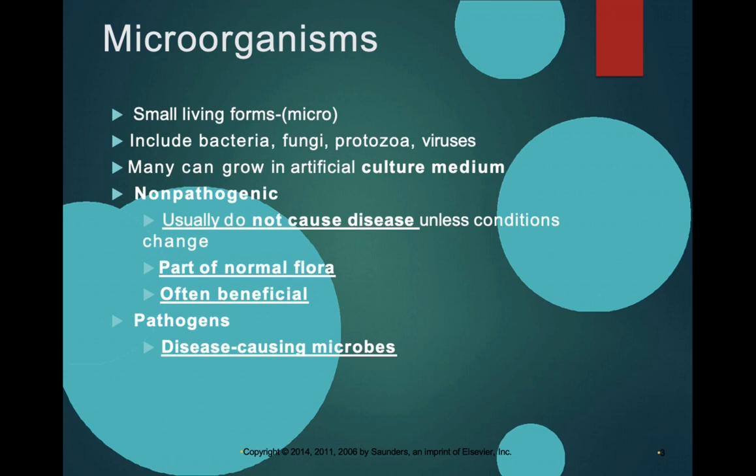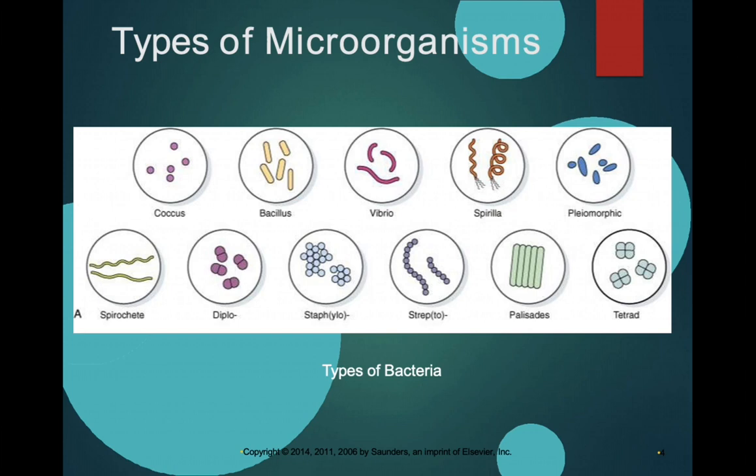Many of those microbiome or the normal flora produce B vitamins. They help with enzymatic degradation of a lot of the foods in the intestines to break them down, part of the digestive process. Then we have pathogens. These are disease-causing microbes.